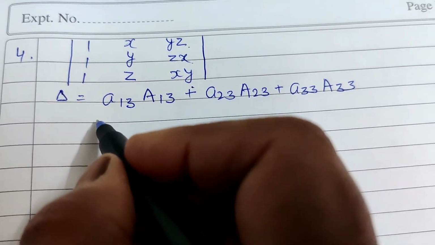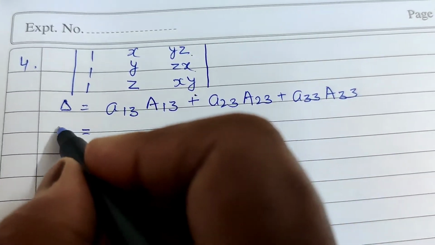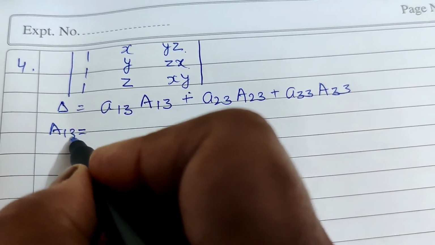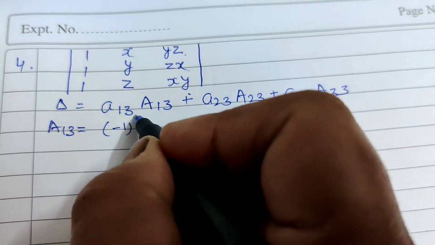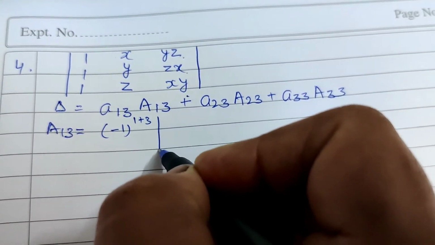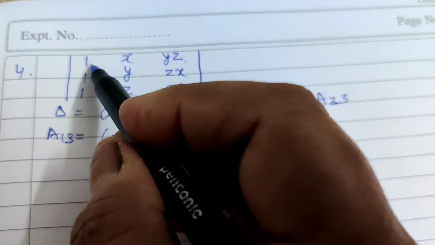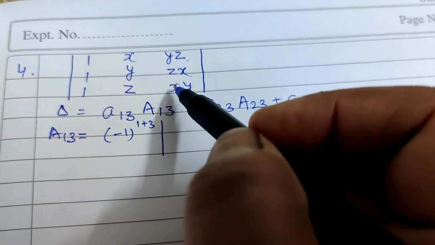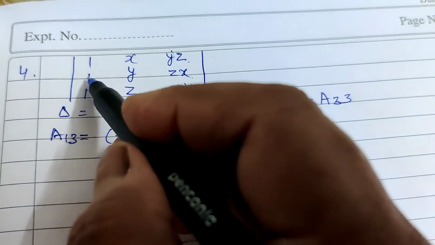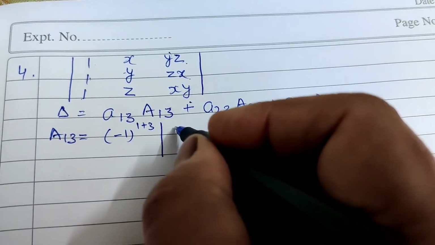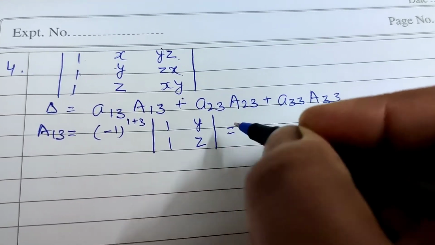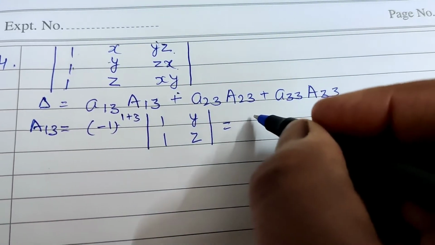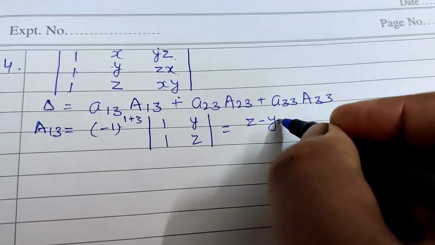So now you can write here. First we have to find A13. The cofactor of A13 means minus 1 raised to power 1 plus 3, and the minor of A13, eliminating row 1 and the third column, is the determinant 1y, 1z. It is z minus y.